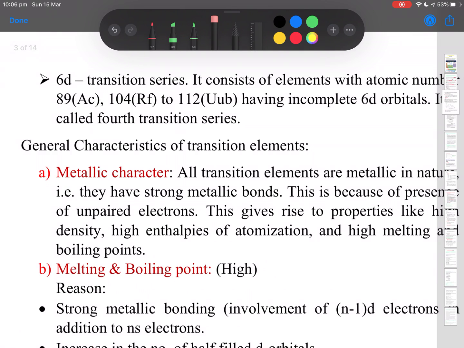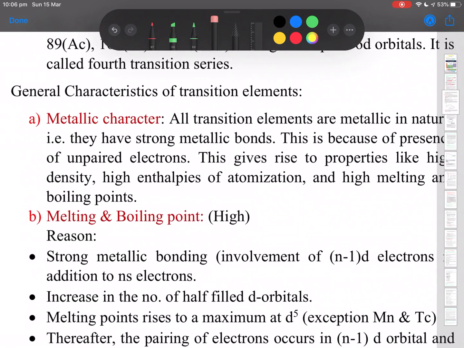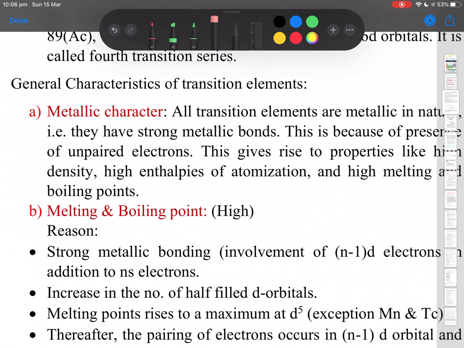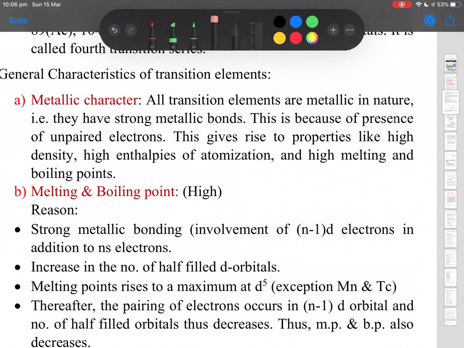Okay, now let us discuss some general characteristics of the transition elements, because a lot of questions they ask from this part as well. The first one is metallic character, because we have already learned S block elements are all metallic, P block elements are non-metals as well as metalloids. Metalloids you have already learned.